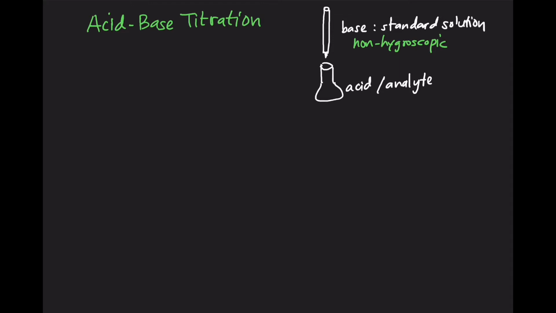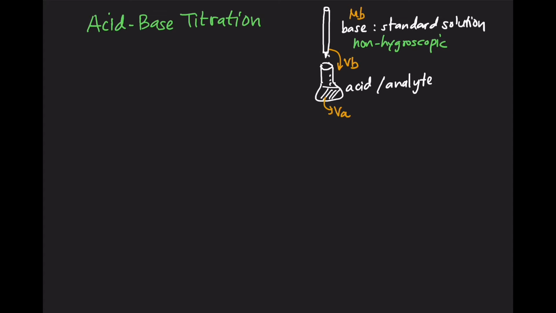So we will add the base drop by drop to the acid solution, and over here we will have an acid-base reaction. Using this reaction, we can then calculate, for instance, since we know the volume of the base that we add, here Vb, and the molarity of the base. We also know the volume of the acid that we have in the beginning.